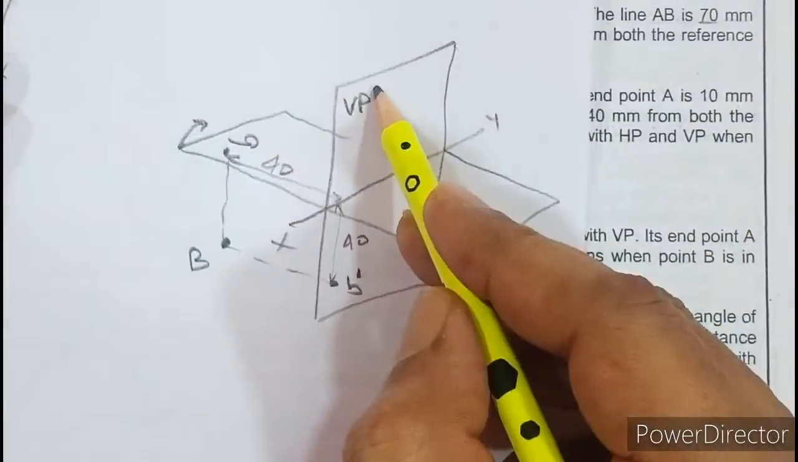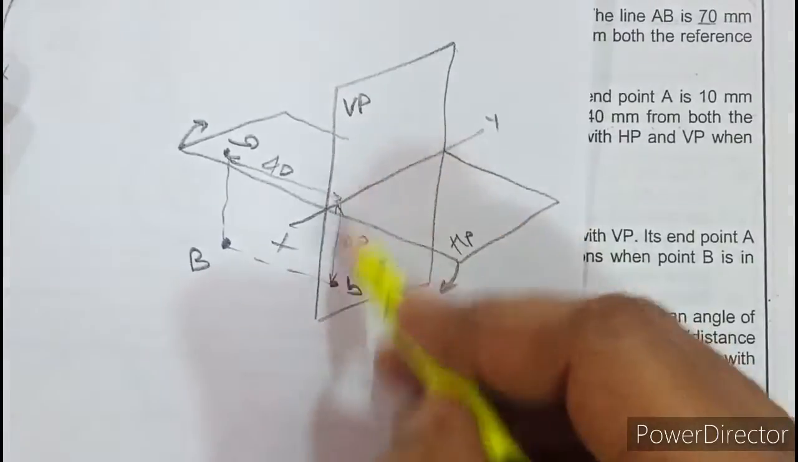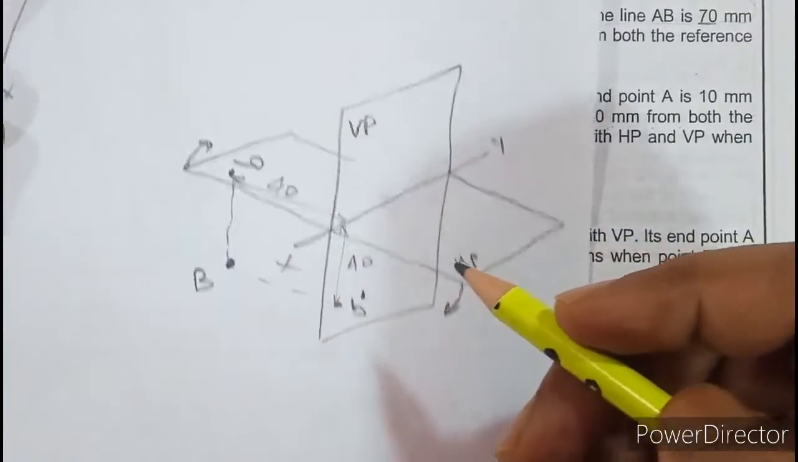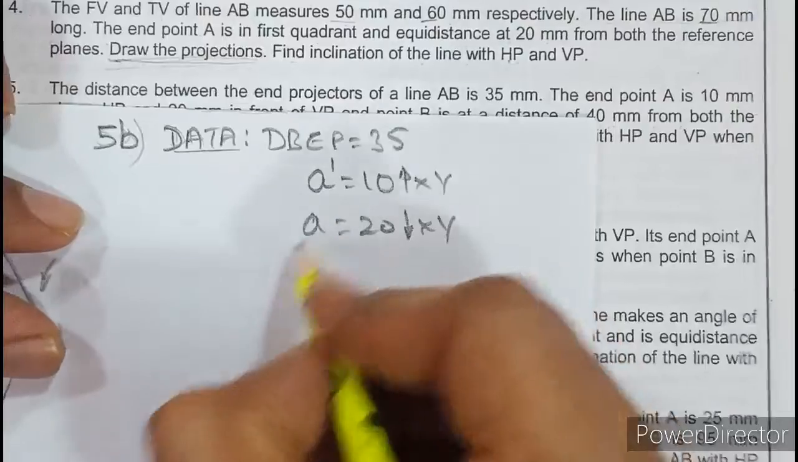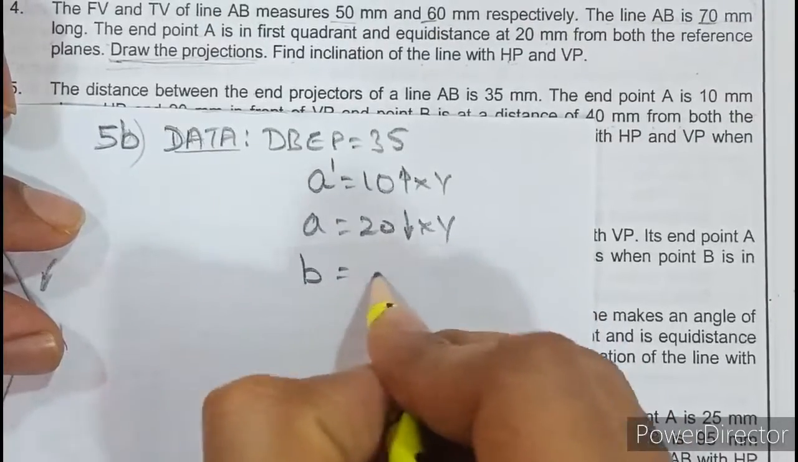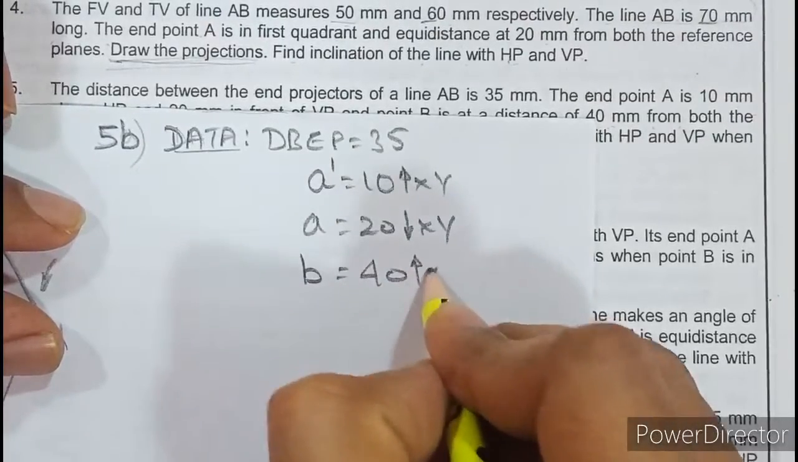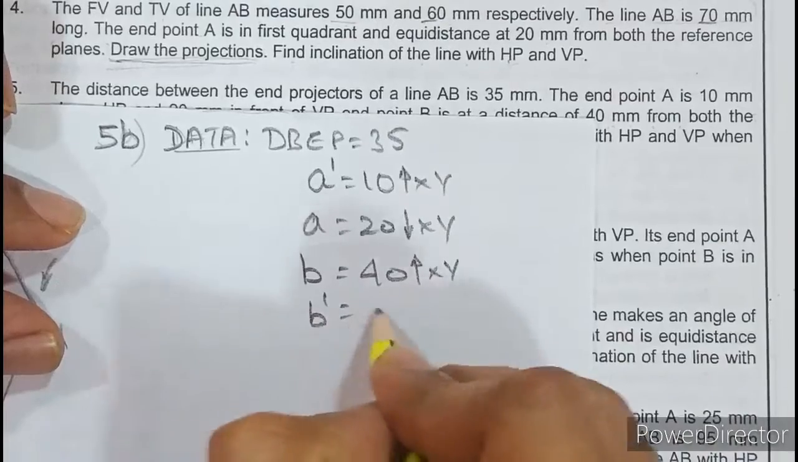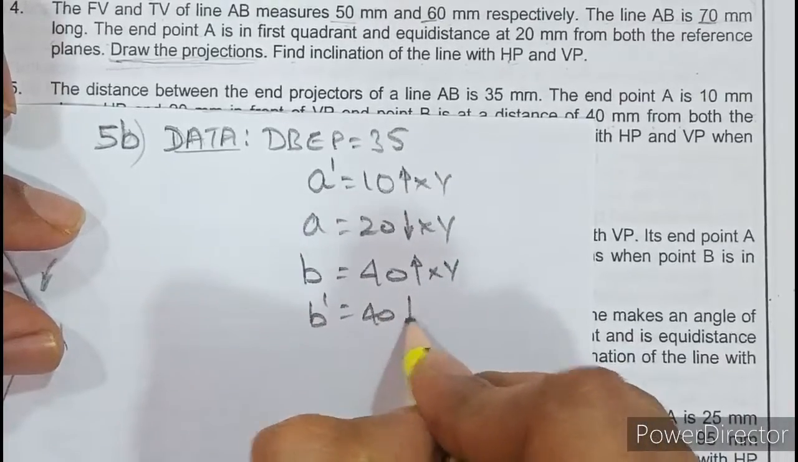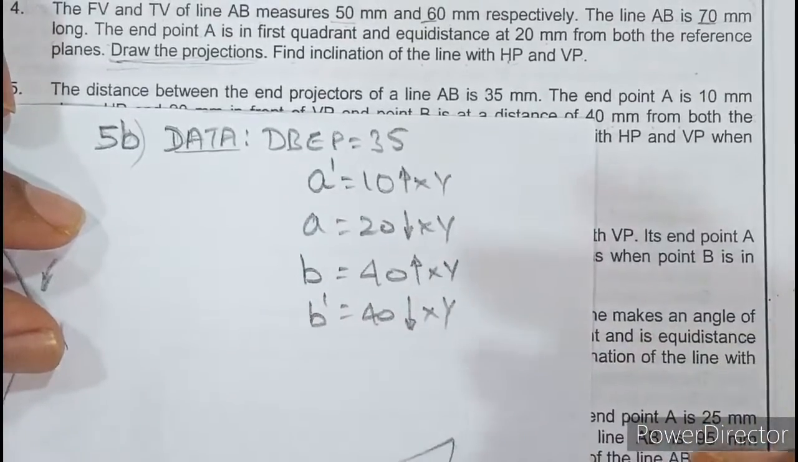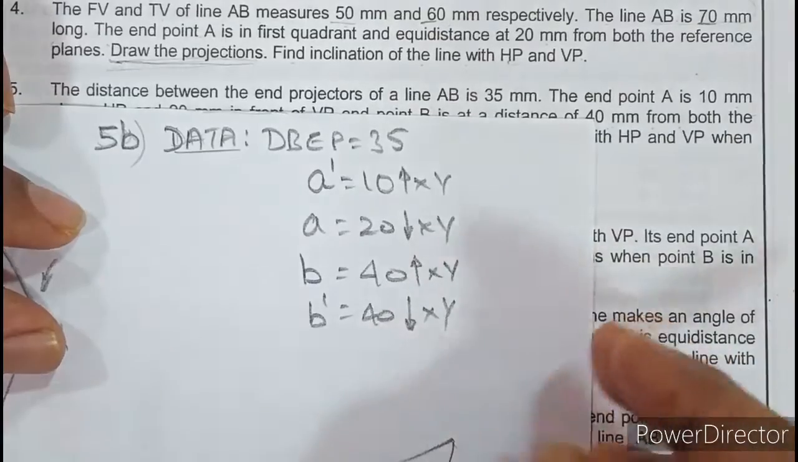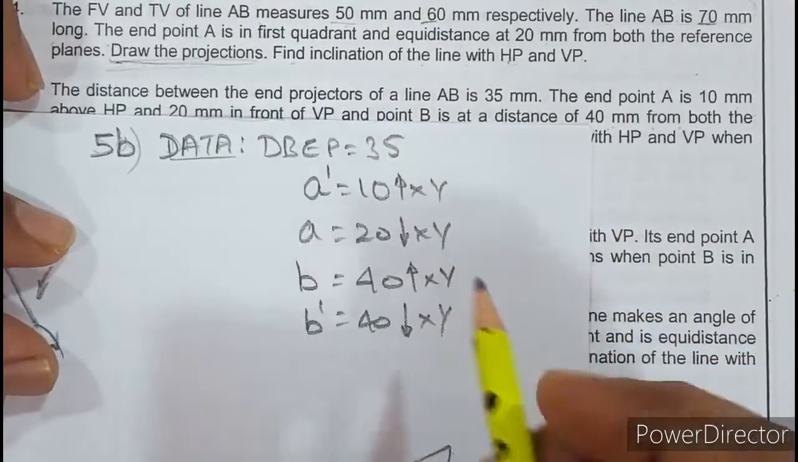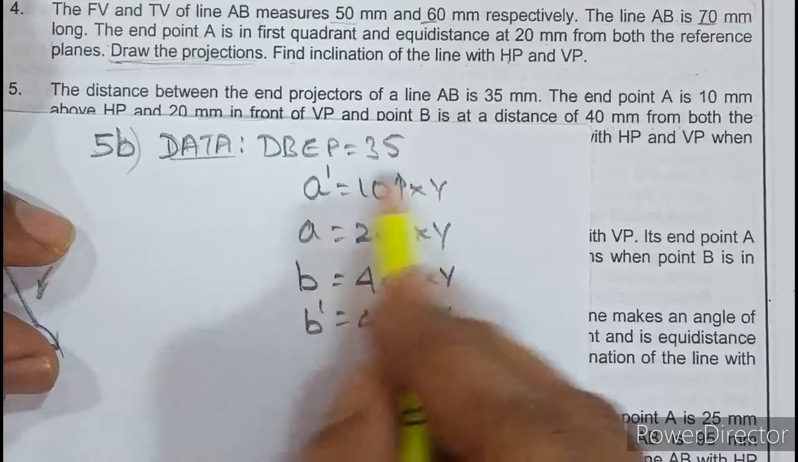So B will go up above XY by 40 and B dash will remain down by 40. So the data will be like this. B is 40 above XY, but B dash is 40 below XY. Okay, so that is how it's going to be. So it clearly says that this is a question on mixed quadrant.